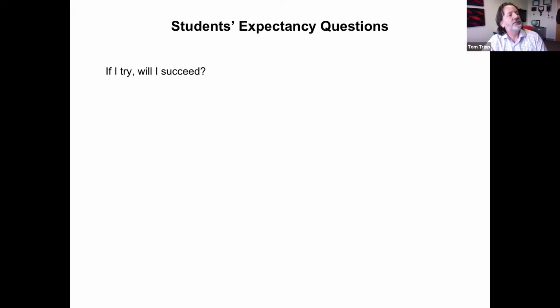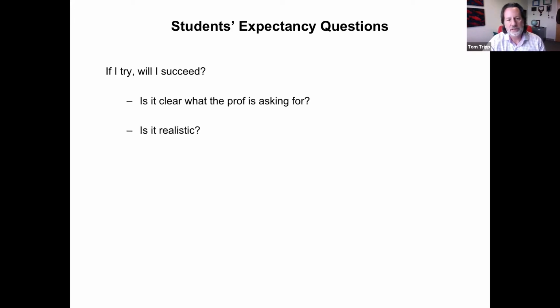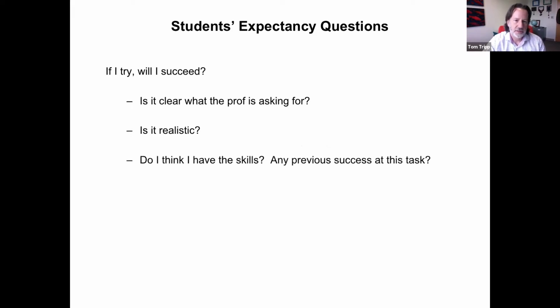In terms of students' expectancy questions: if I try, will I succeed? Is it clear what the prof is asking for? Is it realistic? Do I have the skills? Do I have the time? Was it enough time to do this task? Do I have control over my circumstances? For example, over my teammates.